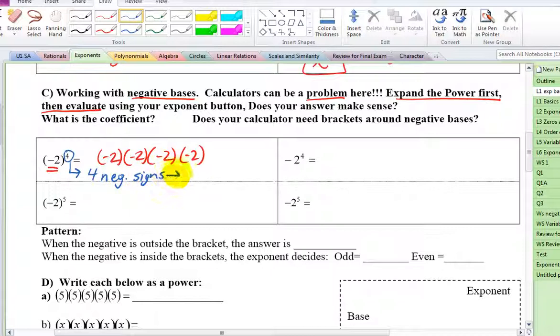So that means what kind of answer are we going to get? Positive or negative? Positive. You guys are awesome. I really hope you have you in grade 10. Okay.